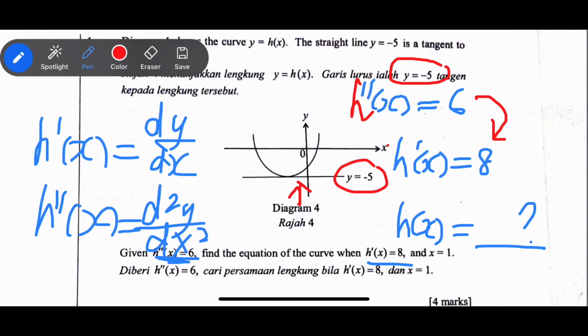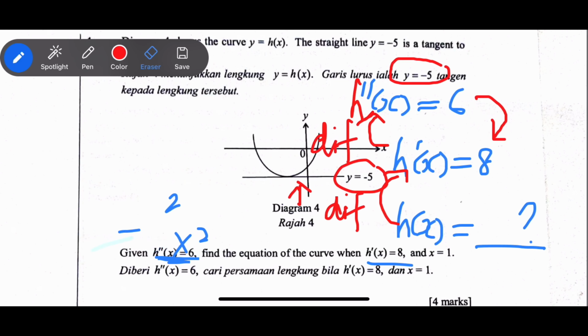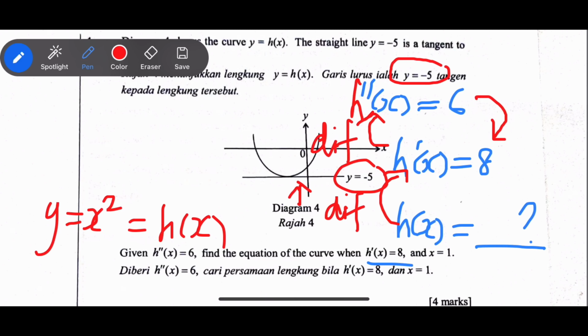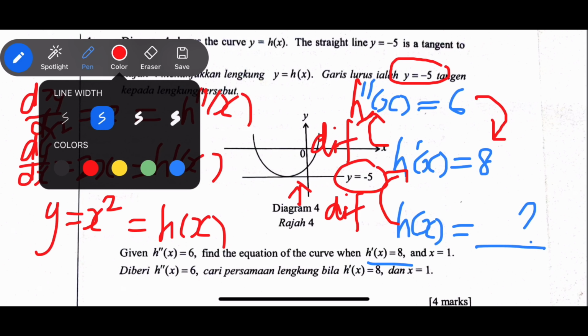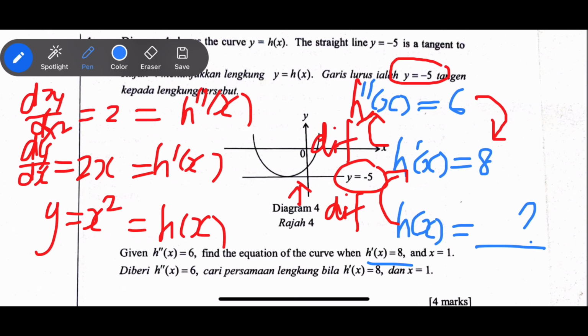So you have h double prime x, which is d2y/dx squared. And you have h prime x, which is dy/dx. If you differentiate your y, you will get h prime x. You differentiate your h prime x, you will get h double prime x. Understand? Let's say you have y equal to x squared. When you do dy/dx, you'll get 2x. That's called h prime x. Then you differentiate again, and you get h double prime x, which is 2.